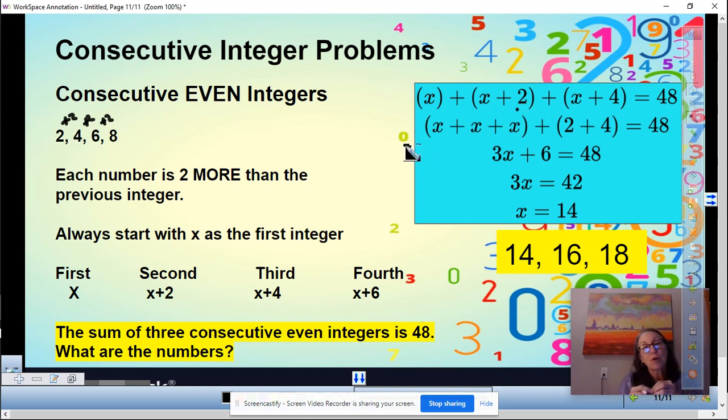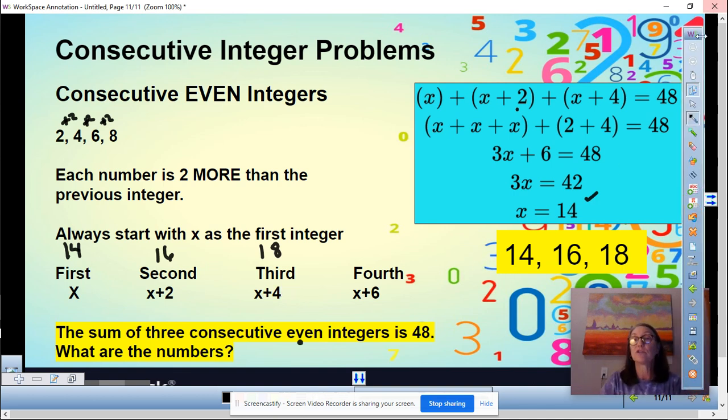So when you're doing these kinds of problems, it's really important that you keep track of what's the first one, what's the second, what's the third one. So in this case, I want the sum of 3 consecutive even integers to be 48. Three of them. So here's my first one, x. The second one's x plus 2, and then x plus 4. Then I do the math where I combine my like terms. I solve for x and get that x is 14. Well, if x is 14, the second one must be 16, the third one 18. So those are my 3 consecutive even integers.